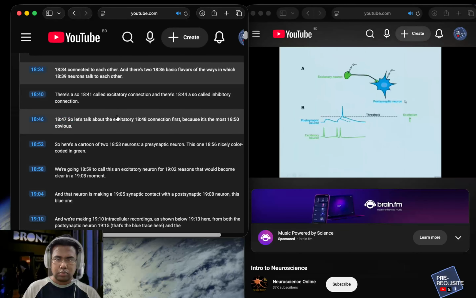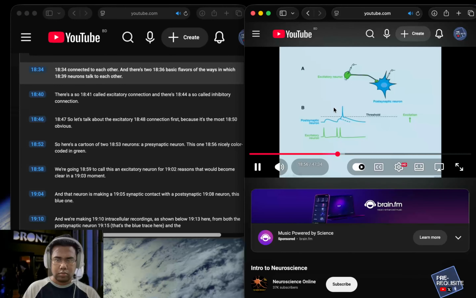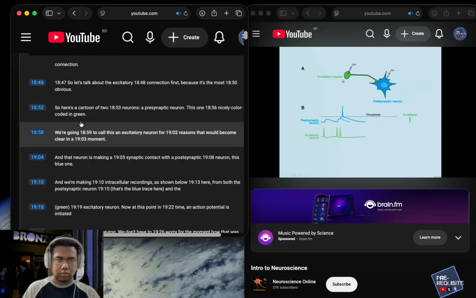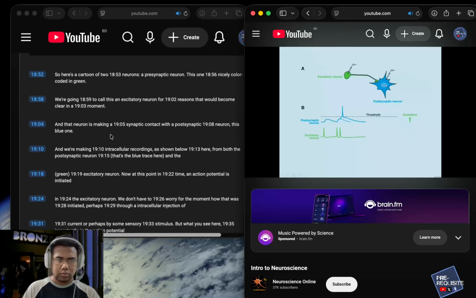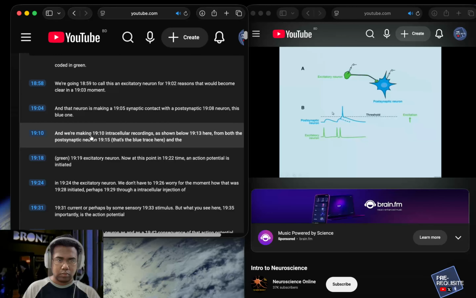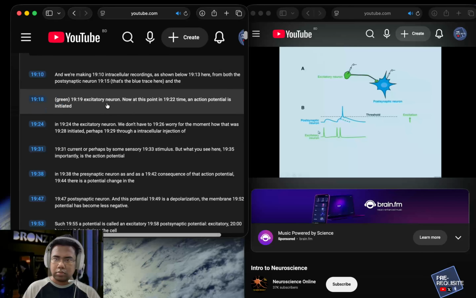So here's a cartoon of two neurons, a presynaptic neuron, this one nicely coded in green. We're going to call this an excitatory neuron for reasons that will become clear in a moment. And that neuron is making a synaptic contact with a postsynaptic neuron, this blue one. And we're making intracellular recordings, as shown below here, from both the postsynaptic neuron, that's the blue trace here, and the green excitatory neuron. Now, at this point in time, an action potential is initiated in the excitatory neuron.